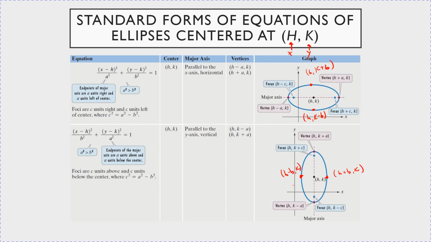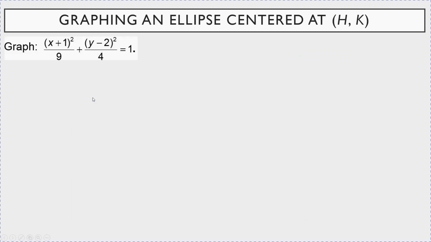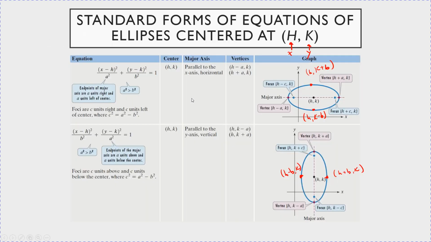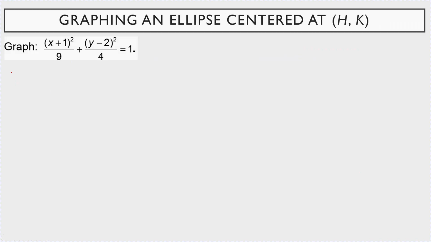All right, crazy stuff going on here. But let me give you some information here, and then we'll give this a shot to graph. So let's sketch the graph of this. I just want to sketch this ellipse. So this is x plus 1 squared over 9 plus y minus 2 squared over 4 is equal to 1. First off, you notice it has a plus in here, but all these equations have minuses. So let's just rewrite it first.